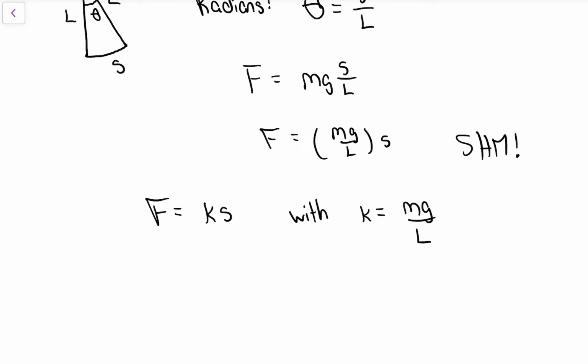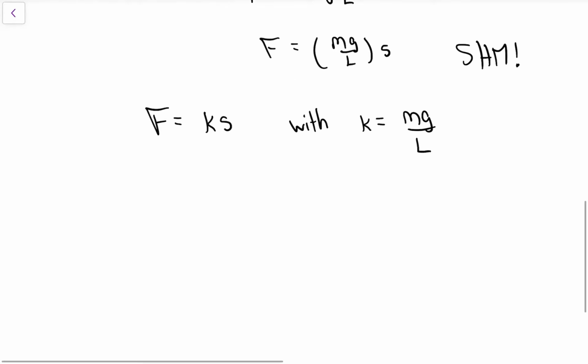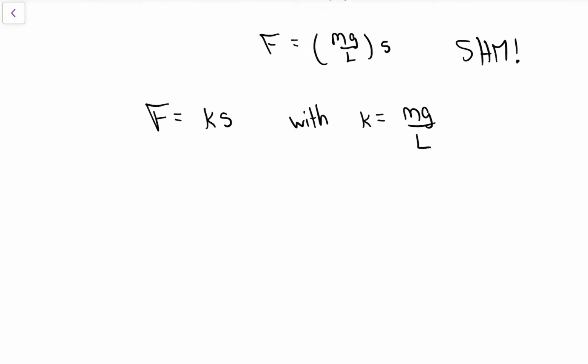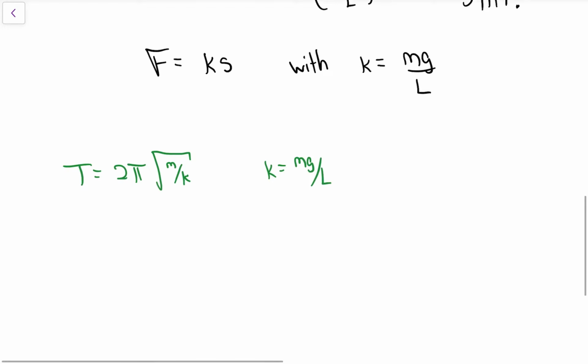So all those crazy equations we came up with before, we can apply to a simple pendulum, as long as the pendulum's got a small angle. Wherever we see letter k, just sub in mg over L. Here, I'll do one quick one. The time period equation: time period is 2 pi root m over k. If I'm curious about the time period of a pendulum, wherever I see k, sub in mg over L.